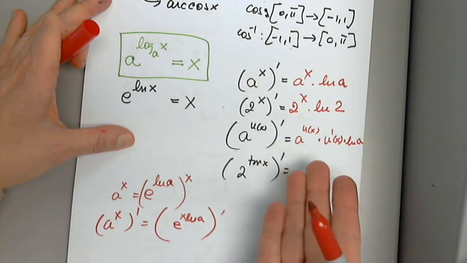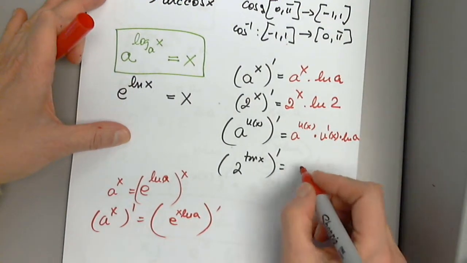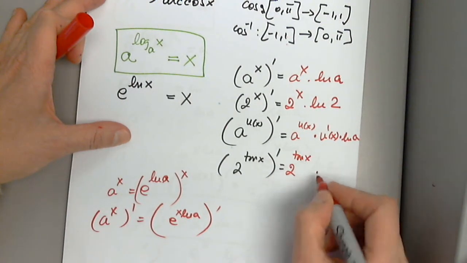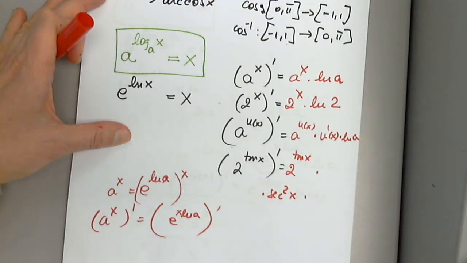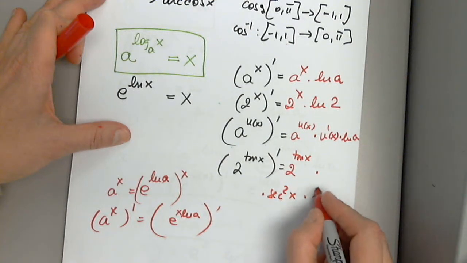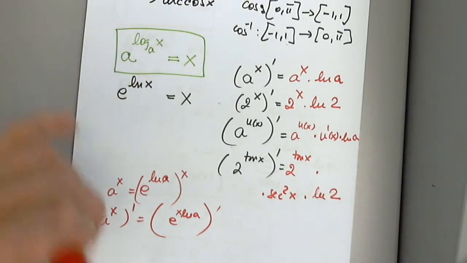Finally, 2 raised to tangent prime. What will you write? 2 raised to tangent x times secant squared x times natural log 2. Exactly. So the formula is slightly more difficult only because we have to keep in mind that whenever the base is not e, we have to multiply by natural log of that base. Now you can remember it also all together with natural log e and say, oh, natural log e, okay, natural log e is 1 if the base is e.